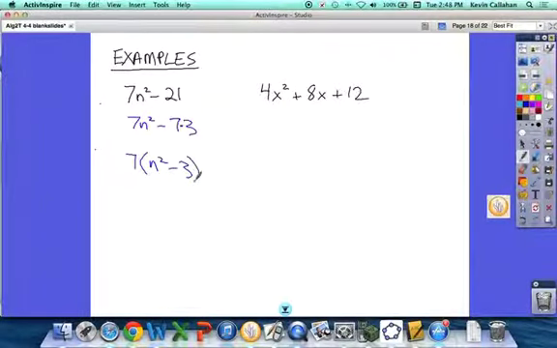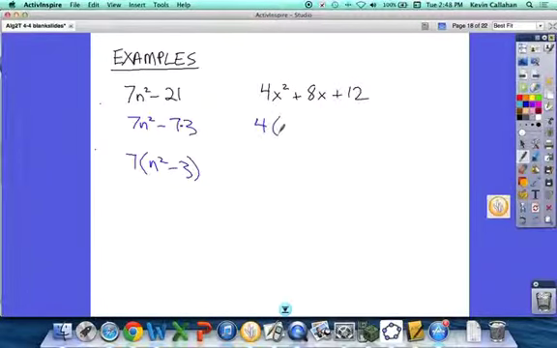Most of the time, you're not going to write a step like this. You're not going to write it like 7 times 3. You would just say, okay, 21 divided by 7 is 3. So that is greatest common factor factoring. Okay, what about this one? What does the common factor look like? Greatest common factor? 4, right? Is there a smaller common factor? Yeah, 2 would work. But 4 is the greatest common factor.